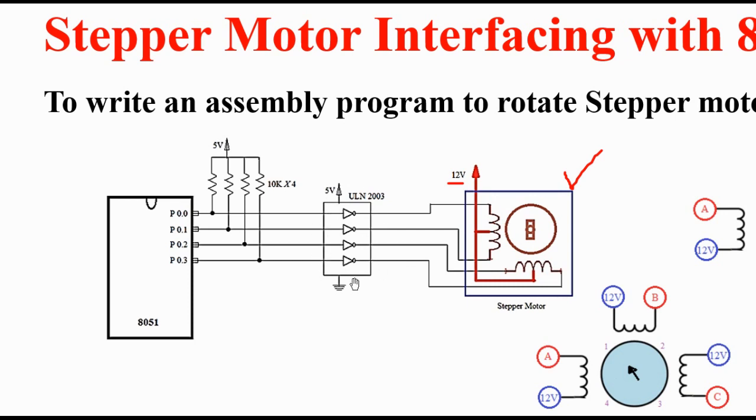Now, what is the use of this particular IC? Actually, here the motor requires lots of current, more than, let's say, 100 milliampere, 150 milliampere, and in the case of these port pins, it is able to supply only 20 to 25 milliampere of current. So the requirement of current is not getting fulfilled by those pins.